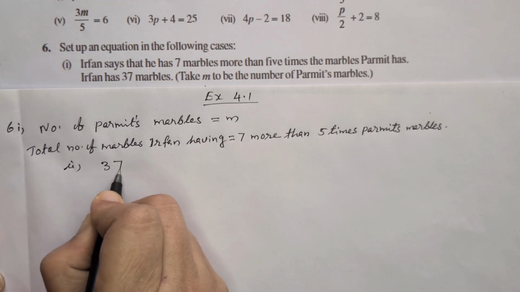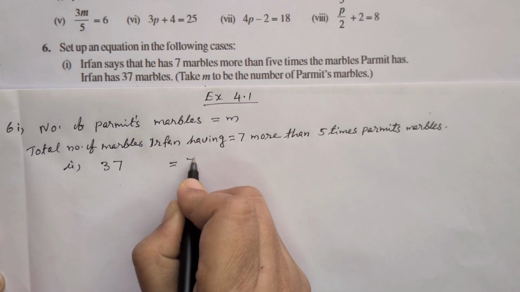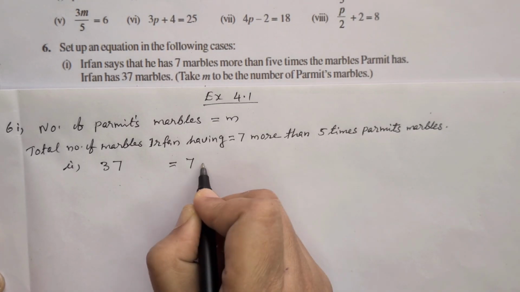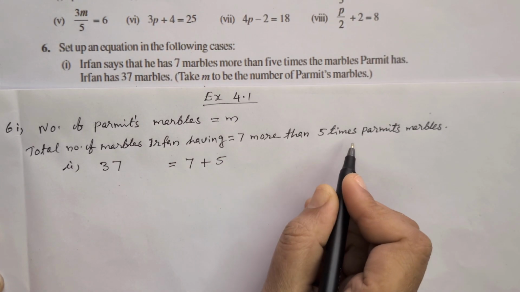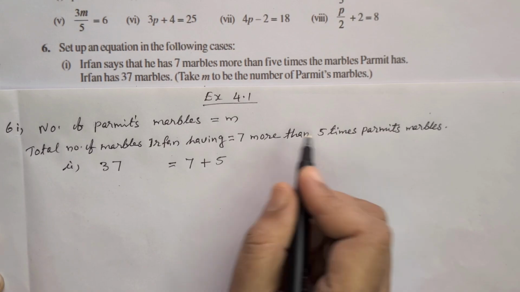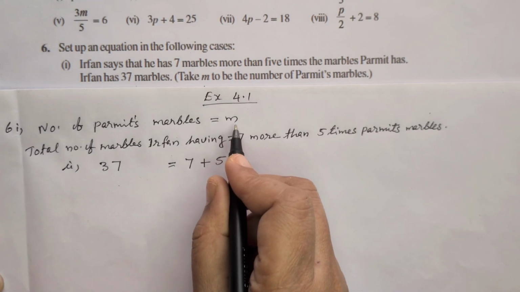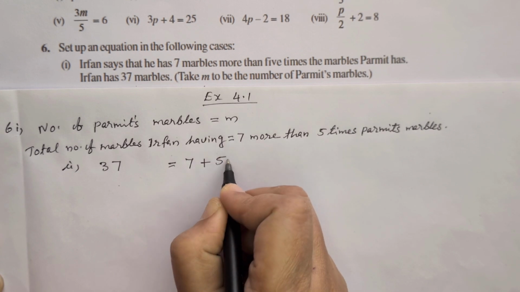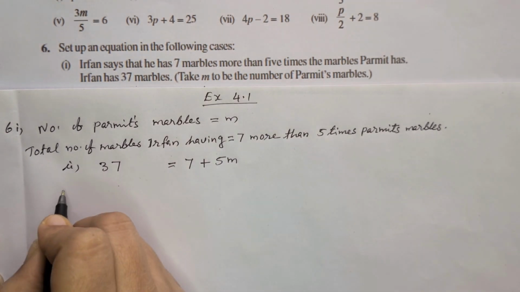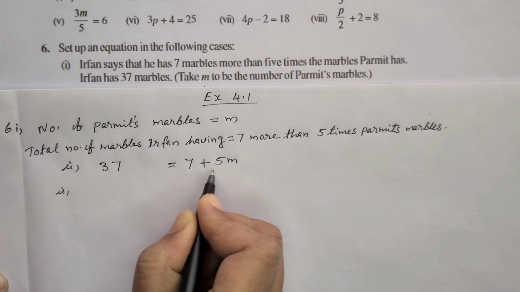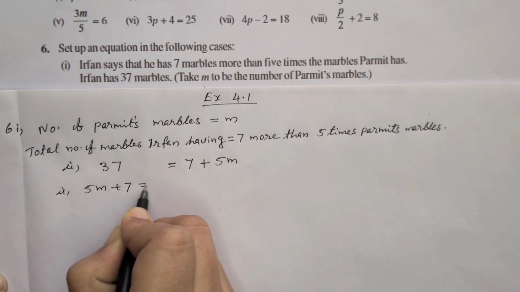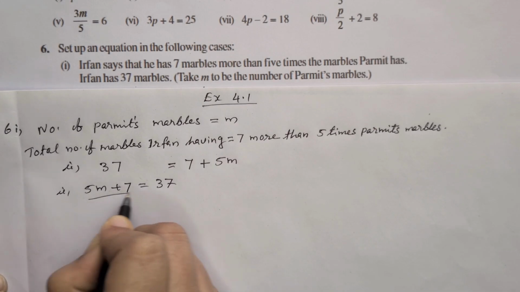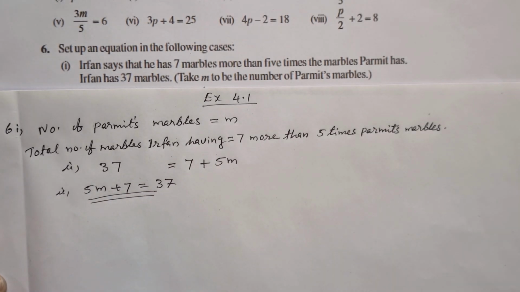So 37 is equal to 7 more than, means addition, 7 more, 5 times Parmit's marbles. Parmit has only m, so 5 times Parmit's marbles means 5 into m. That means 5m. This we can rewrite this first. So 5m plus 7 is equal to 37. This is the equation form.